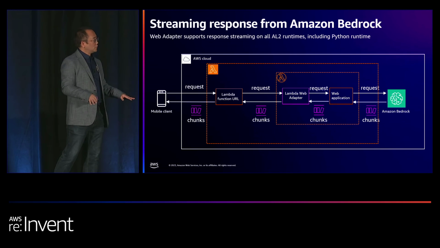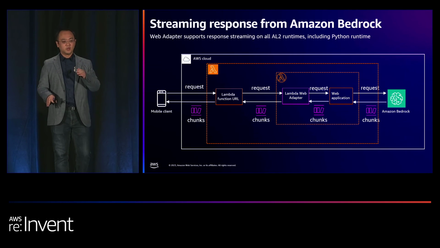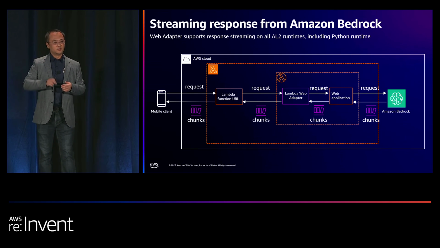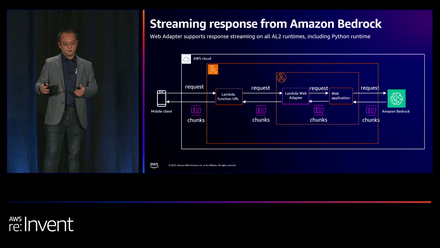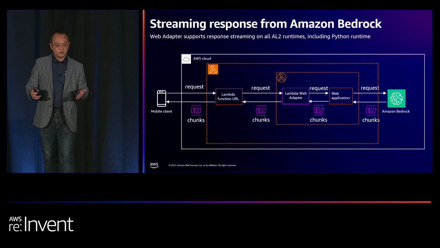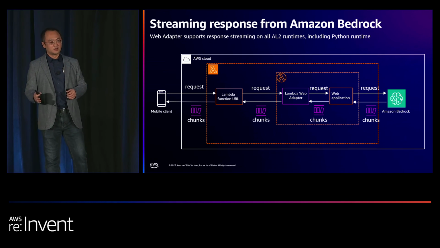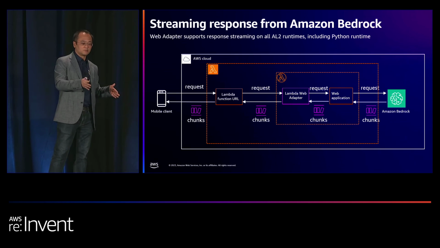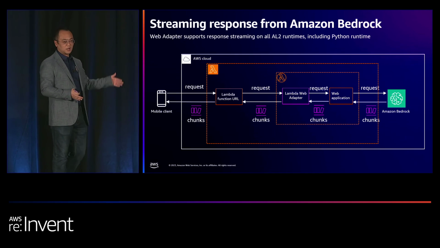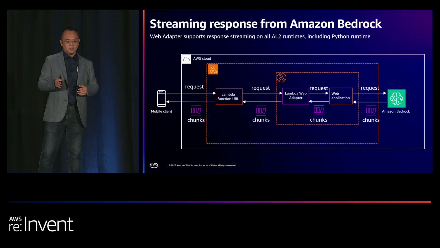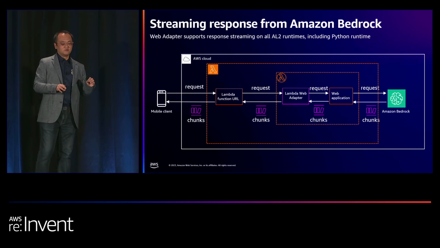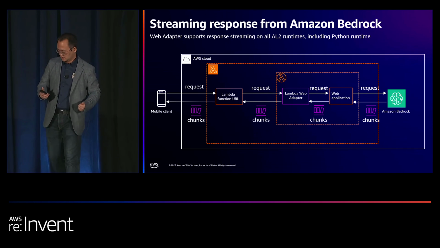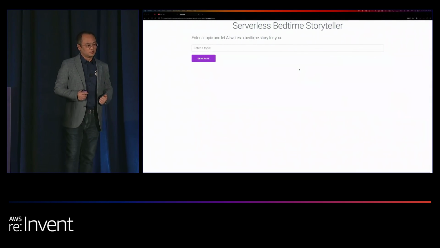Here is an example where we create a Python function, let's say FastAPI, and make a call to Amazon Bedrock to generate some response as a stream, and stream the response back via the adapter and the function URL to your clients. So in this way, you can quickly create a serverless chatbot or generative app. Now let's look at this demo.